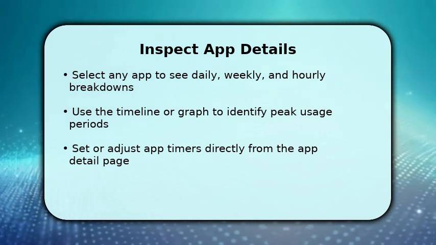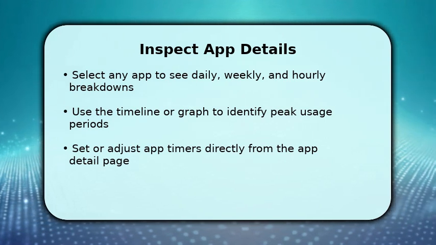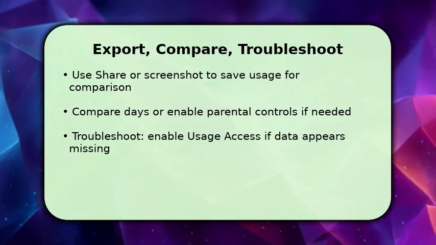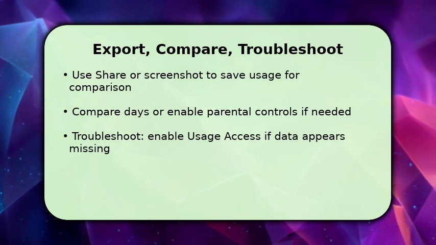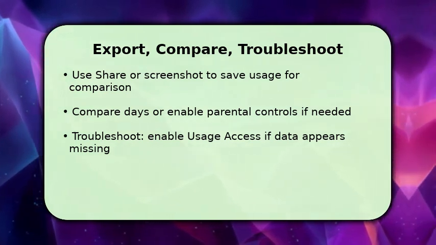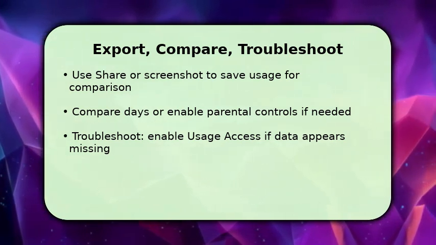If you want limits, set an app timer on this page so Android automatically pauses the app after your chosen duration. To finish, save or share the usage snapshot for comparison across days. Take a screenshot or use the share function if available. Then compare yesterday versus today and adjust timers or enable focus mode to reduce usage.